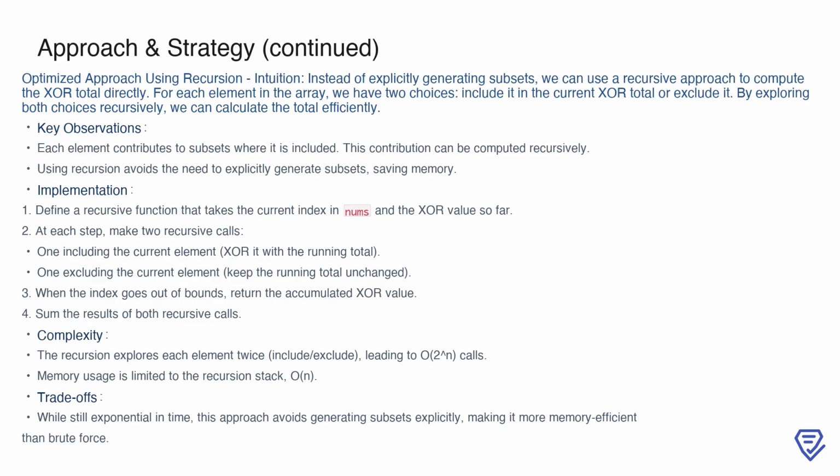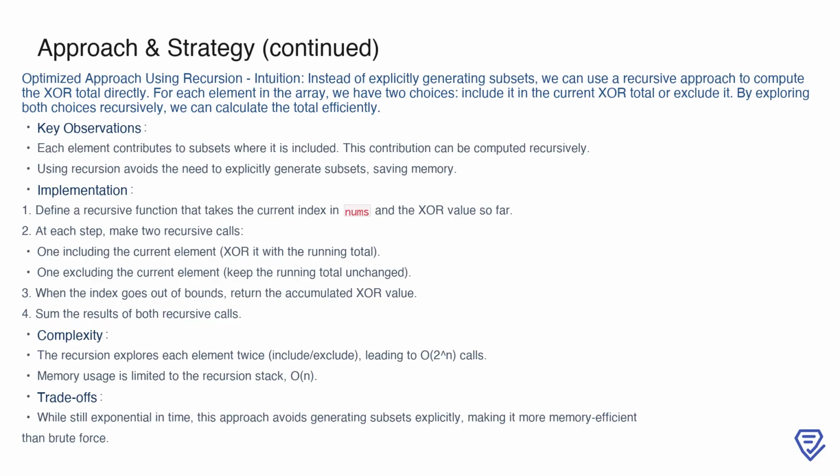The key idea here is to define a recursive function that keeps track of the current index in the array and the cumulative XOR values so far. At each step, we make two recursive calls, one where we include the current element in the XOR calculation and another where we exclude it. When the index exceeds the bounds of the array, we return the accumulated XOR value. By summing the results of these recursive calls, we get the total XOR sum for all subsets.